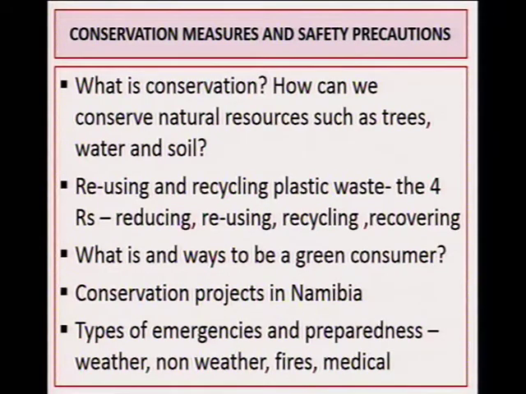Then under the same topic, we have types of emergencies and preparedness. We have emergencies which are caused by weather, non-weather emergencies caused by fire, and medical emergencies. You should be aware of how you should prepare for such emergencies.